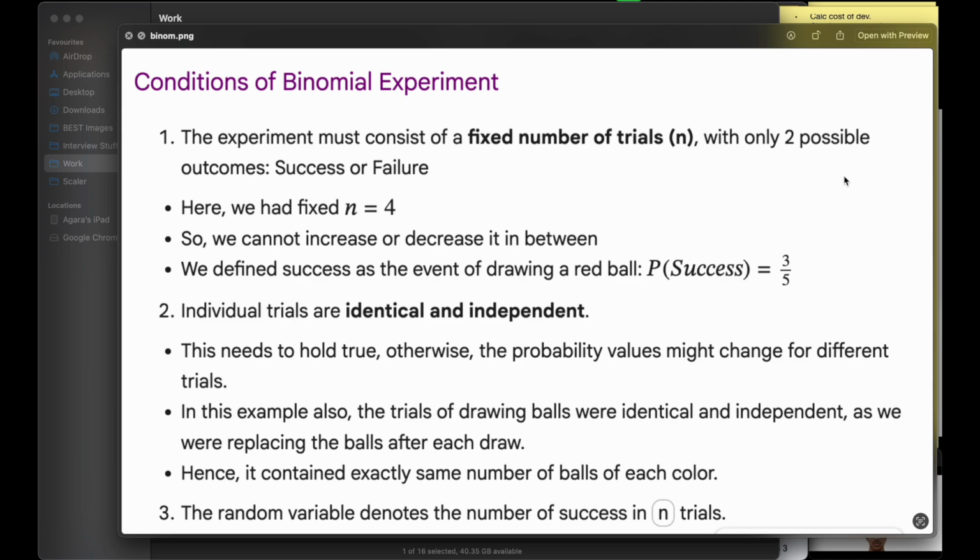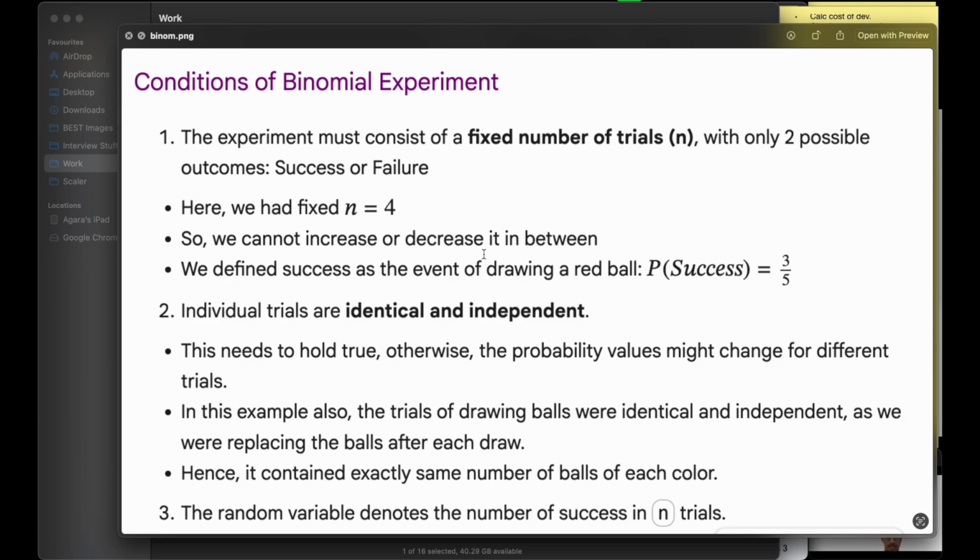And with only 2 possible outcomes, we did have 2 possible outcomes. One is red and one is not red, which is blue. So success is when we get all 4 reds, and failure is when we don't get all 4 reds. So only 2 outcomes there as well. So we saw fixed n is equal to 4, and we cannot increase or decrease it in between, which we didn't. We defined success of the event as drawing red balls, which is 3 out of 5.